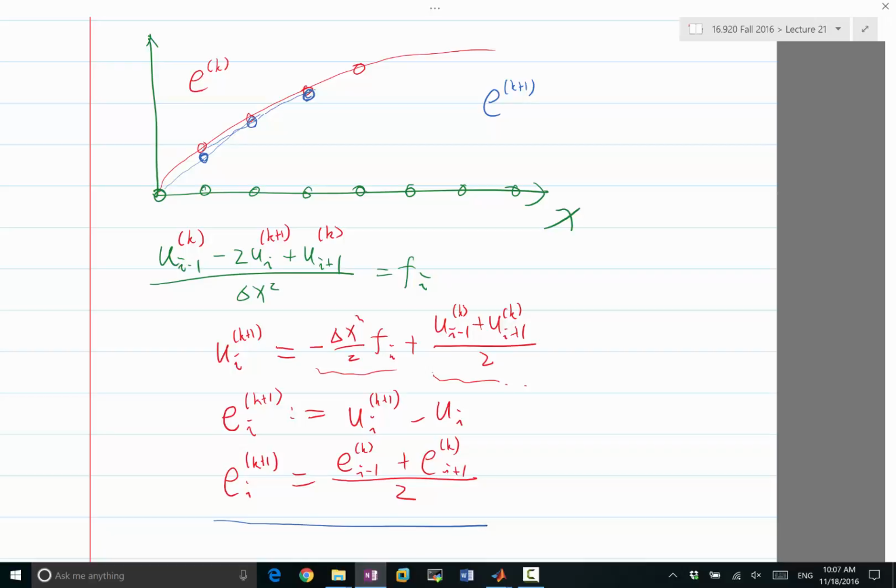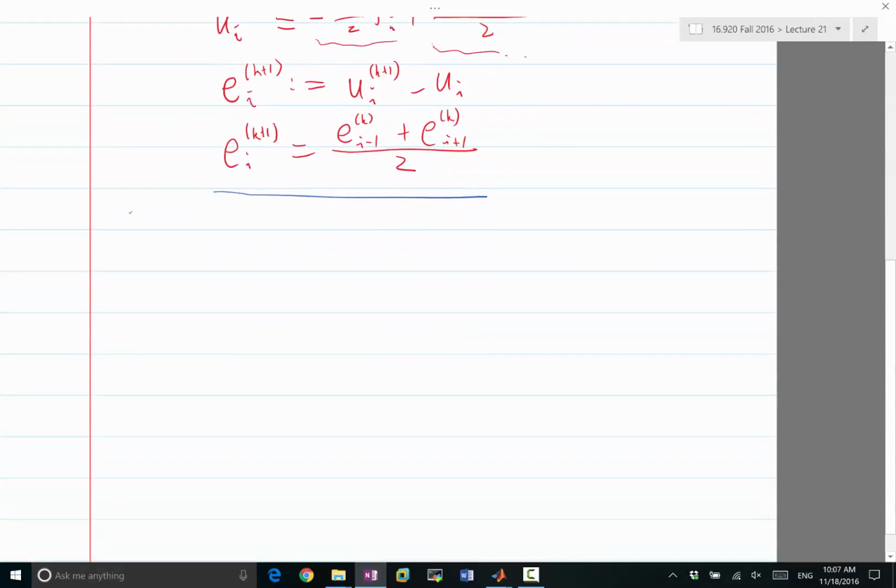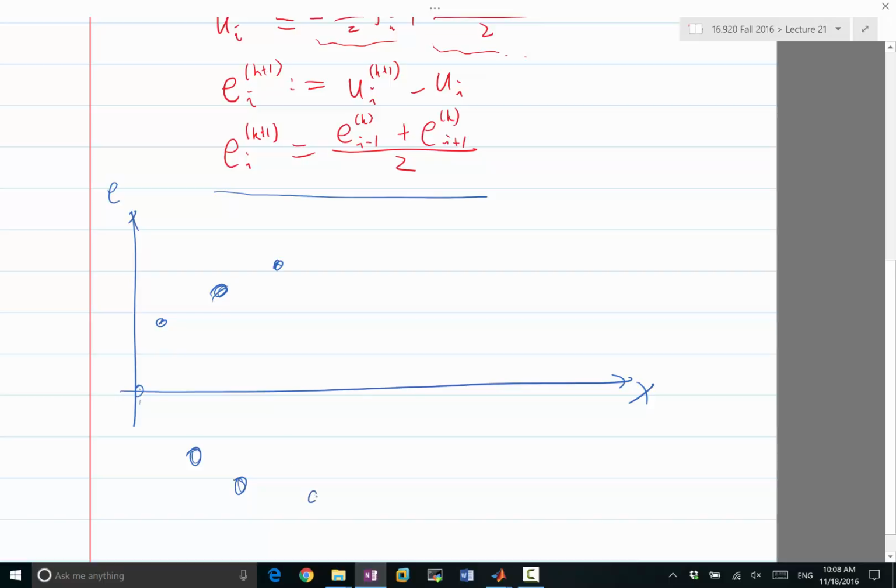Why is that? Let's try to imagine I have a solution x, and this is the solution error. If I have a solution error that is as non-smooth as you can imagine, that is one positive, one negative, one positive, one negative, another positive, another negative, like that. A grid by grid oscillation.